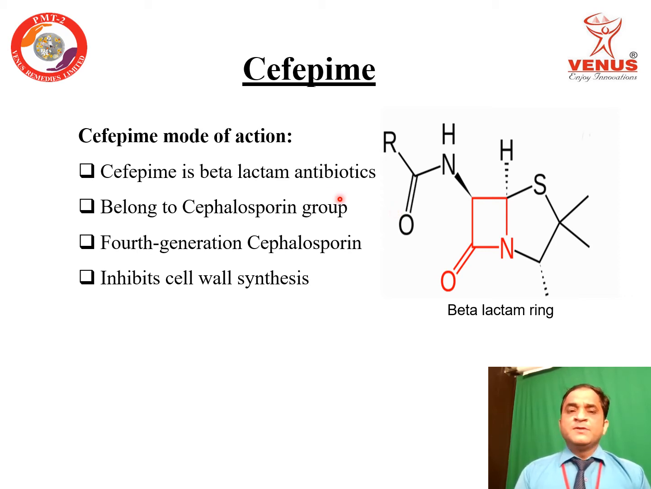Here sapipine belongs to the cephalosporin group, and cephalosporin can be further divided into 4 generations: first generation, second generation, third and fourth. So sapipine belongs to the 4th generation cephalosporin. Now how does sapipine work? Dear friend, sapipine inhibits cell wall synthesis.